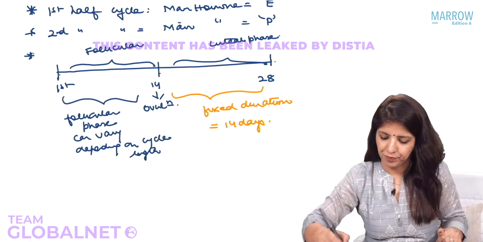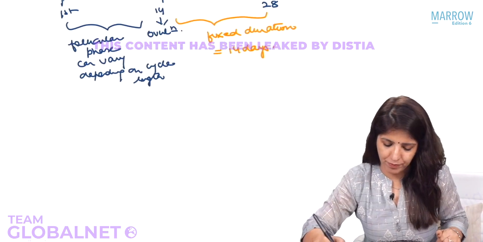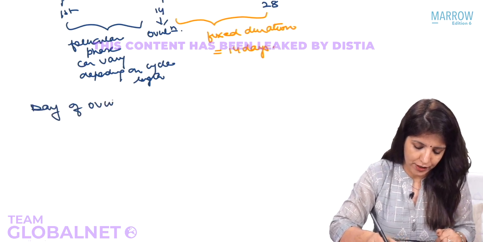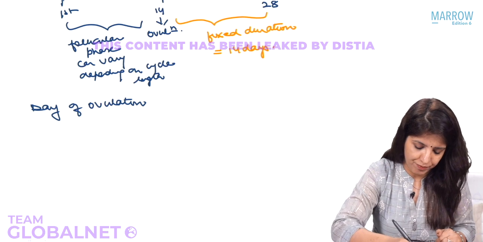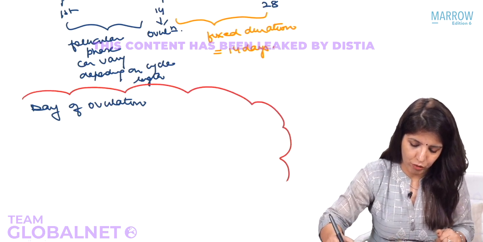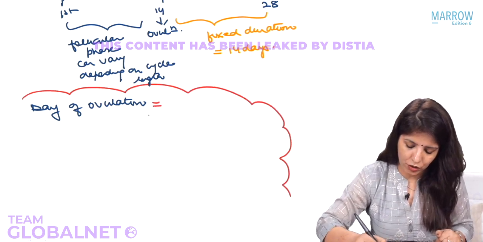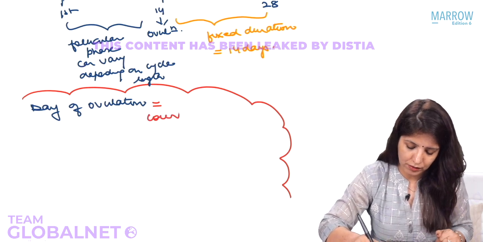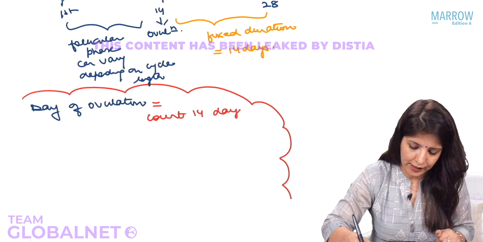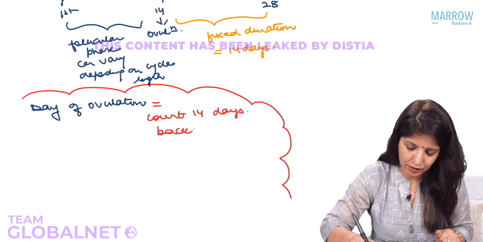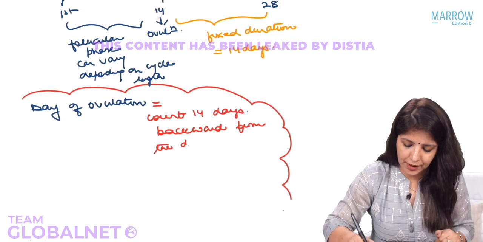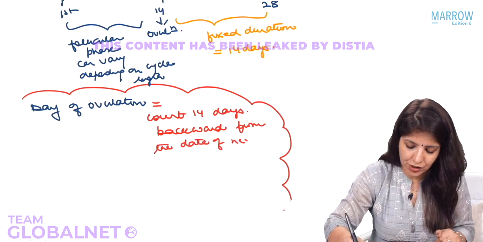Right? So, how do you calculate ovulation? That's a very, very important question. The day of ovulation, very important. For the day of ovulation, you have to count 14 days backward from the date of next menstruation.